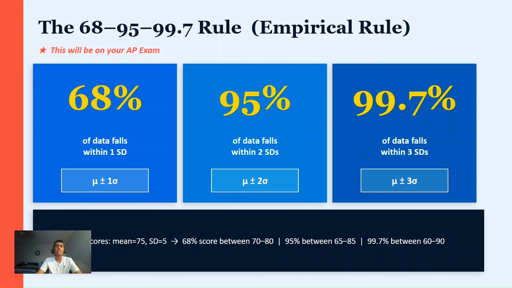Now, here's how to picture it. Imagine test scores are normally distributed with a mean of 75 and a standard deviation of 5. That means between 70 and 80, that's one standard deviation away. 5 above, 5 below. That means 68% of scores land there. Now, between 65 and 85, that's two standard deviations away. 10 and 10. 95% of scores land there. Between 60 and 90, that's three standard deviations away. That means 99.7% of scores land there. Easy, right? Let's use this in an example.